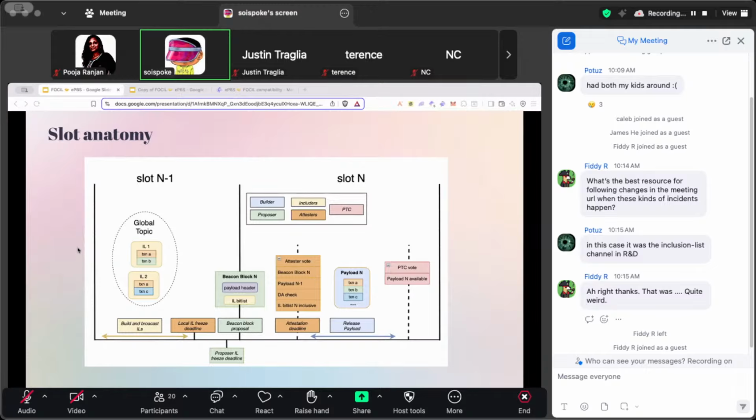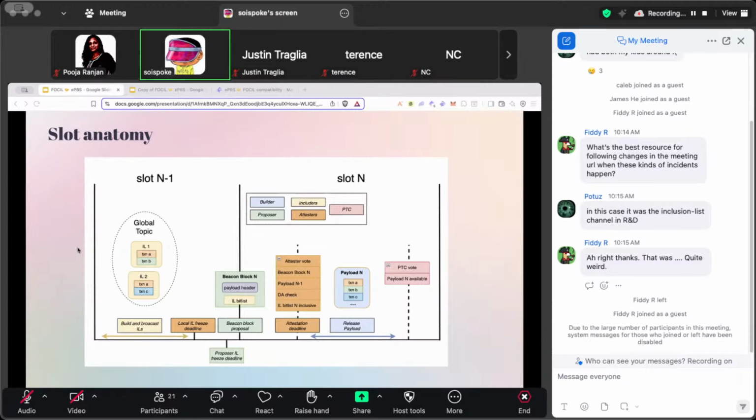Then, based on the IL bit list, the attesters or the PTC of slot N can condition their votes on the IL bit list inclusivity. There are two possible designs there, and we can come back to this because there is a special split IL enforcement slide. But hopefully that's clear. Does anyone have questions on the IL bit list, or is it all good? Okay.